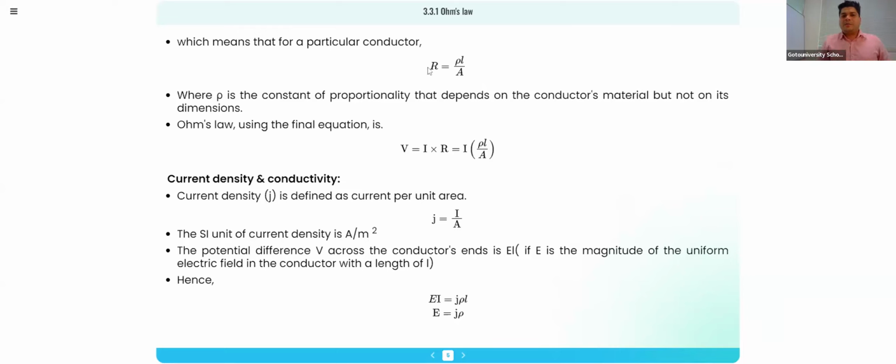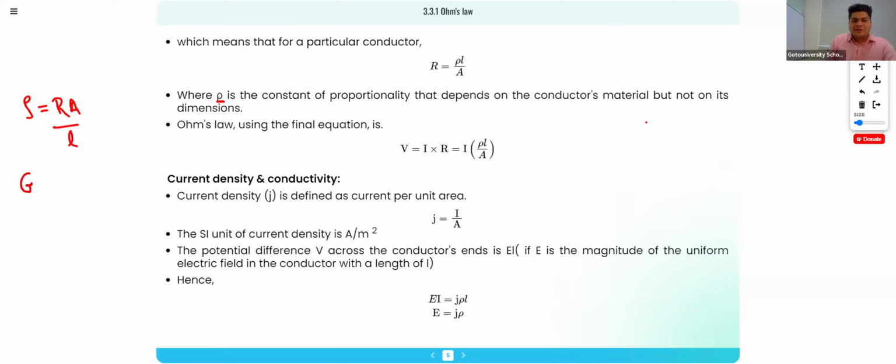Conductivity is the opposite of resistivity. What was resistivity? Resistivity was RA over L.